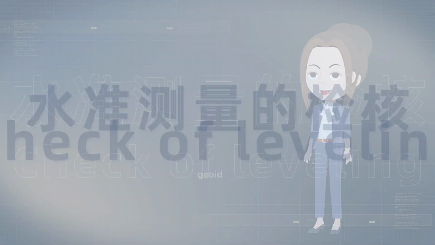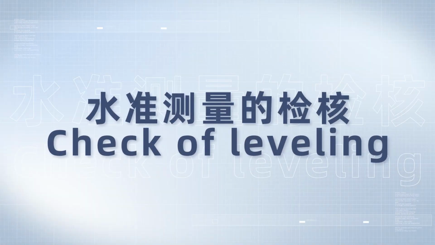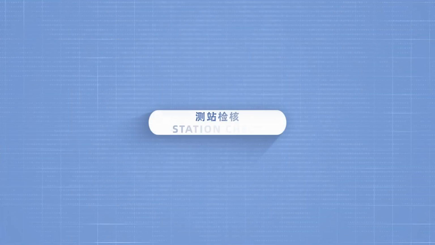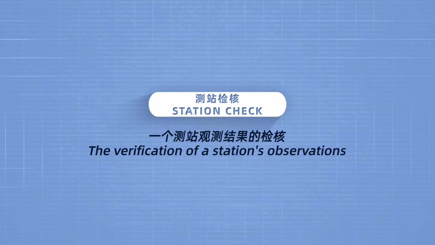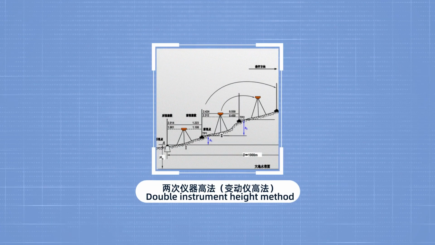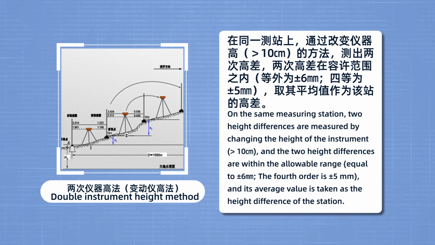3. Station verification. First, let's take a look at the leveling verification. Station verification. Check the observation results at a station. 1. Height difference of 2 measurements. Variable instrument heights method at a same observation station. By changing the instrument height by 10 cm, get the height difference of 2 measurements. If the height difference falls within the allowable range, plus or minus 6 mm for class 1 leveling, plus or minus 5 mm for class 4 leveling, take the average as the height difference for that station.